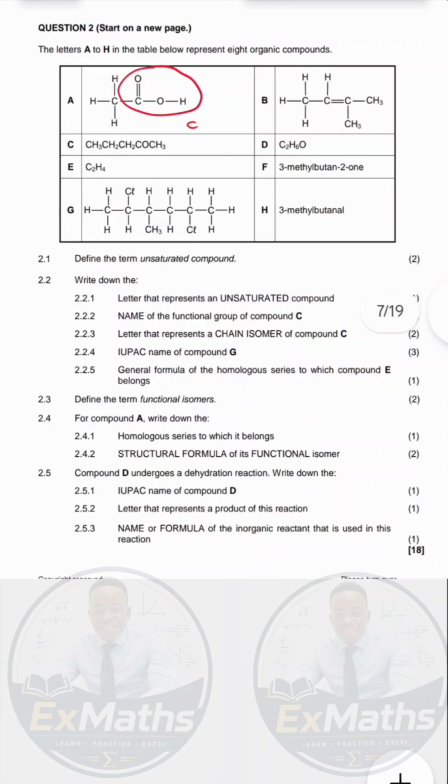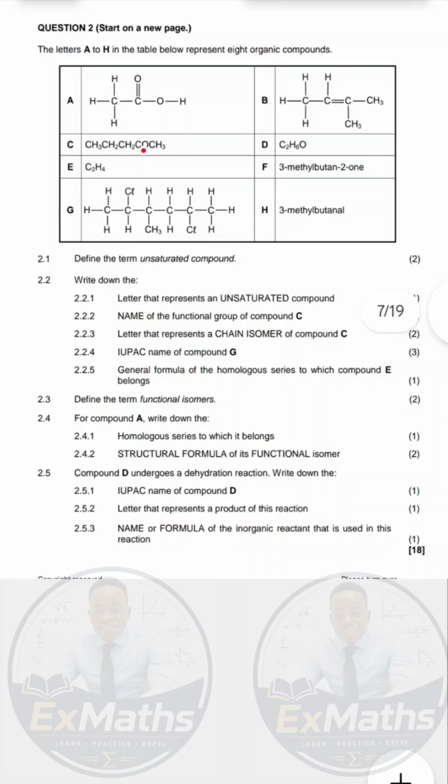it's COOH. So this is the functional group for carboxylic acid. We haven't answered any question yet, but we just want to see what we have before we start answering. So A is a carboxylic acid. Let's go to B. B, we have a double bond here, which is an alkene.